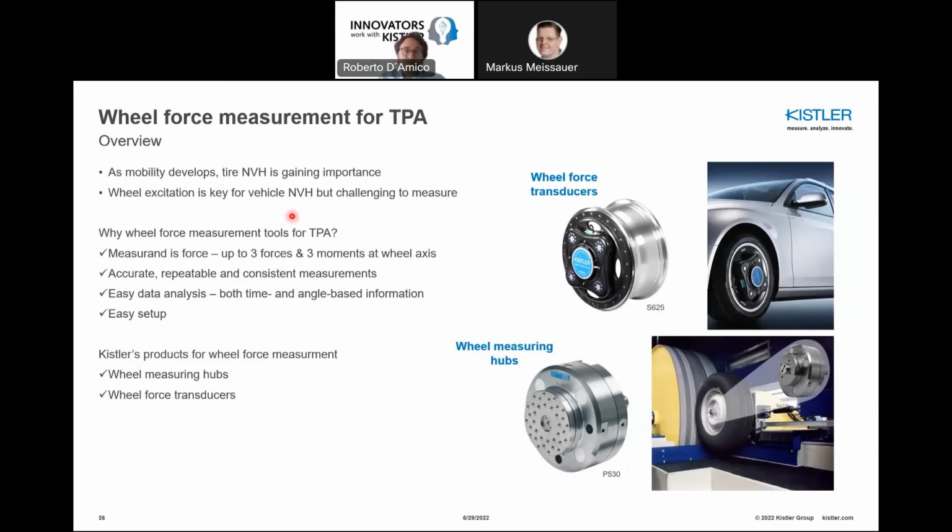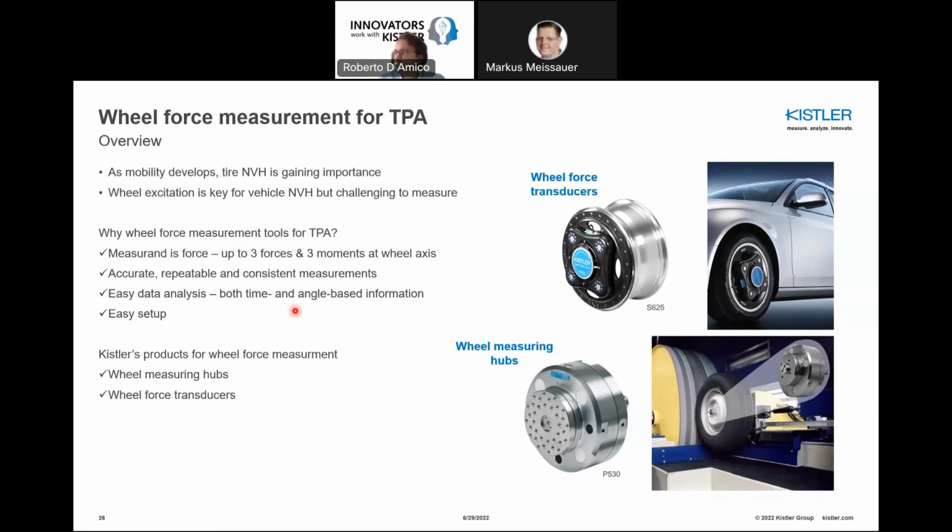The vehicle architecture is also changing, and this has impact on the behavior of the tire. The point is also that measuring the excitation coming from the tire is not that easy. It's actually a big challenge. And one of the ways we can respond to this challenge is with our wheel force measurement products. They actually allow to measure not only the forces, but also the moments at the wheel axis. They ensure accuracy, repeatability, and consistency.